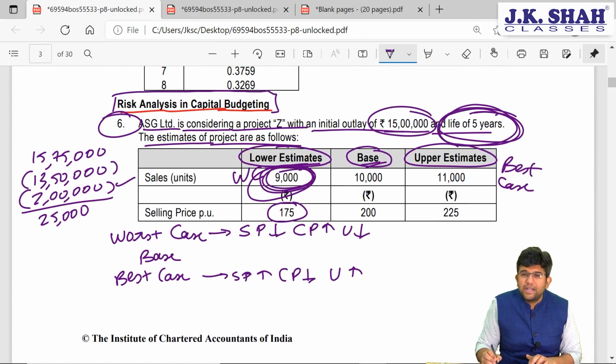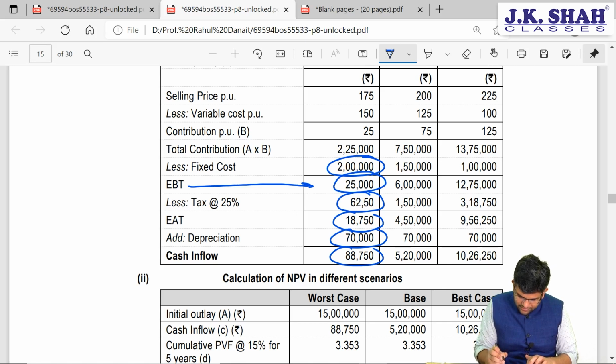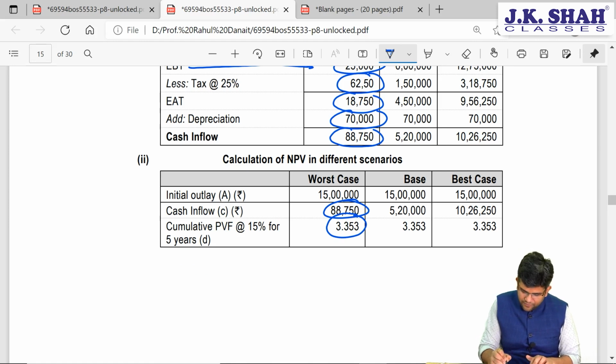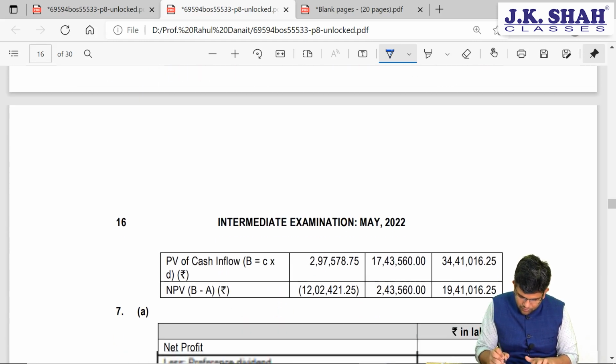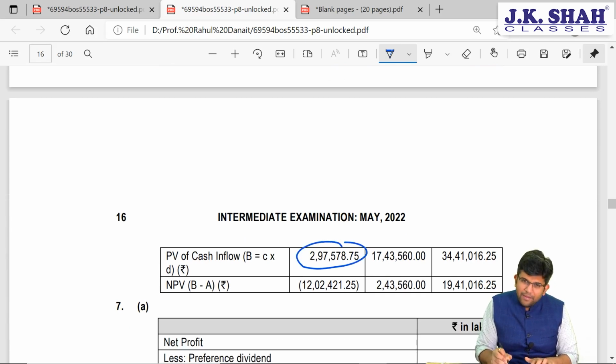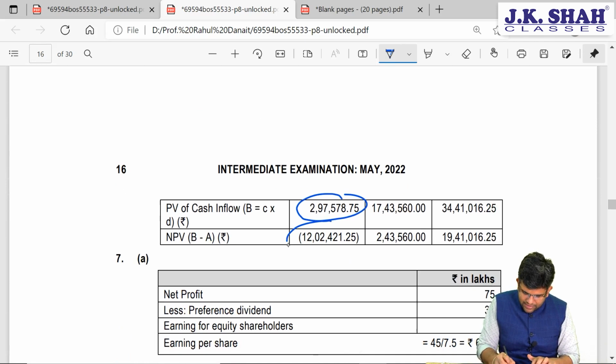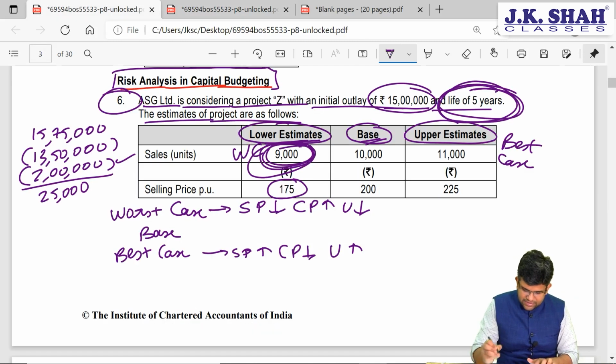So can I say the present value of cash inflow in the worst case will be 88,750 multiplied by PVAF of 15% 5 years. Everybody clear? Multiplied by PVAF, right? It's an annuity cash flow. Every year same cash flow you're getting, 88,750 multiplied by PVAF will give you the present value of cash inflow, and present value of cash inflow minus present value of cash outflow, the first line they have given to you, initial investment. Yes, you will get the NPV of the worst case as a huge negative NPV of around 12 lakh rupees. Everyone clear? Now let us discuss the base case.